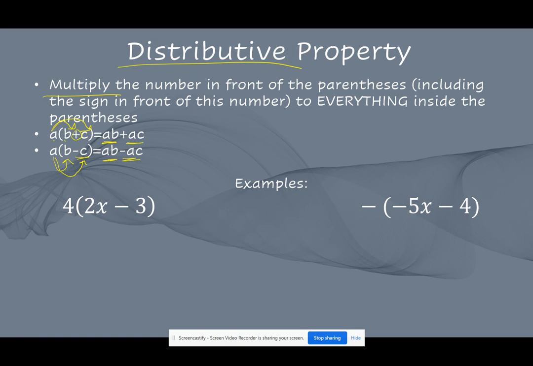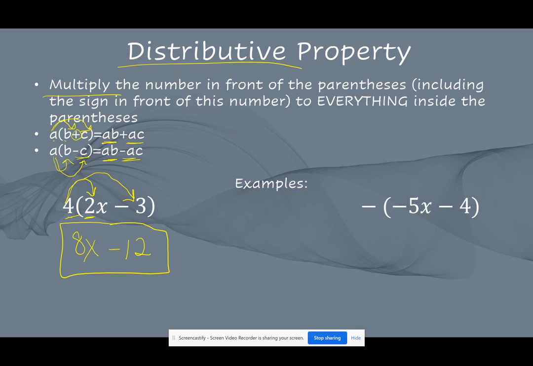So this first example, we have 4 times 2x minus 3. So we're going to do 4 times 2x. You only multiply the numbers in front of the variable. You don't do anything with this variable. So we have 4 times 2 is 8, and copy down your x. Then 4 times negative 3 is negative 12. So your answer becomes 8x minus 12.